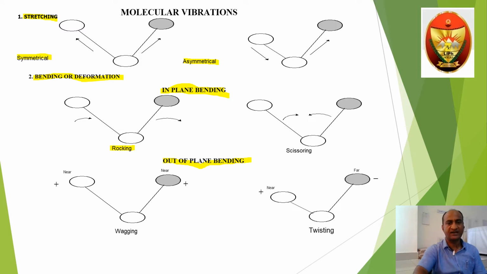While in out of plane bending, one is on the same side of the plane, so we mention near or positive, which is known as wedging. In twisting, one is above the plane and the other is below the plane, so we mention near plus and far minus, and then it is known as twisting. So stretching, we have symmetrical and asymmetrical. Bending or deformation, we have in plane bending, that is rocking and scissoring, and out of plane bending, they are wedging and twisting.